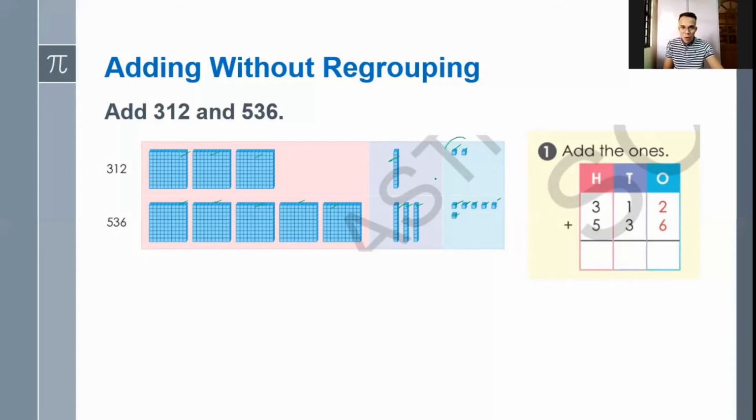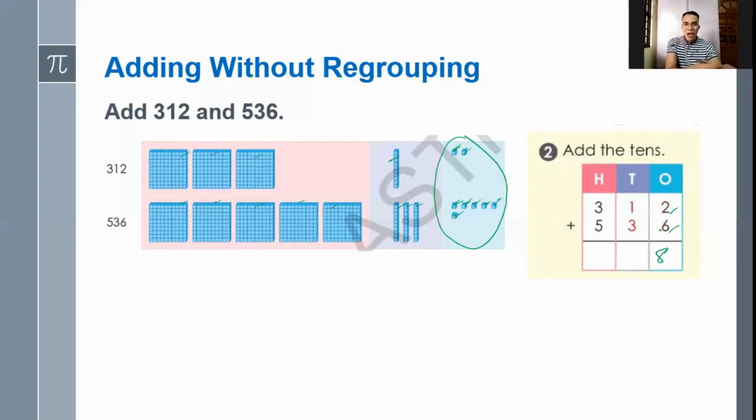And again, addition is putting the objects together. So these are the objects in ones place. So we're going to put them together. We are going to count them all. How many ones are there in this group? We have 1, 2, 3, 4, 5, 6, 7, 8. There are 8 ones all together. So we say 2 ones and 6 ones equals 8 ones. That's why we write here 8.